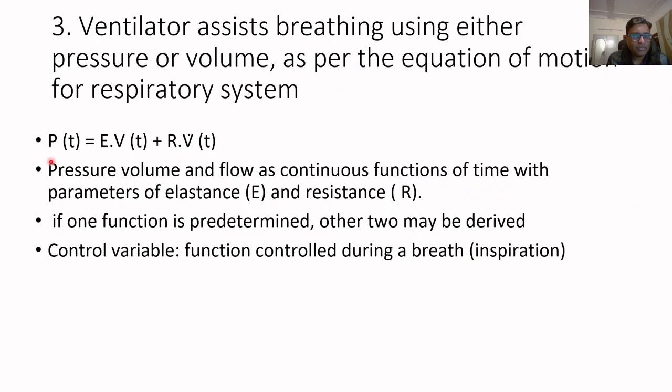The basic equation of motion relates pressure, volume, and flow as continuous functions of time, with parameters of elastance and resistance. Pressure over time is equal to the product of elastance and volume as a function of time, plus resistance times flow as a function of time. So if one function is predetermined, the other two can be derived. The control variable is the function which is controlled during a breath, inspiration. So at one time, either pressure or volume or flow can be controlled. This form of the equation assumes that the patient is not making any inspiratory efforts and expiration is totally complete.